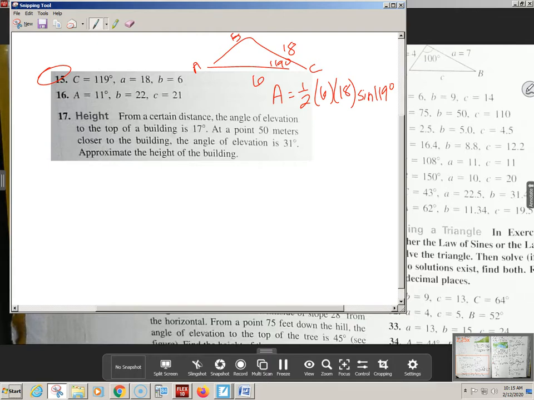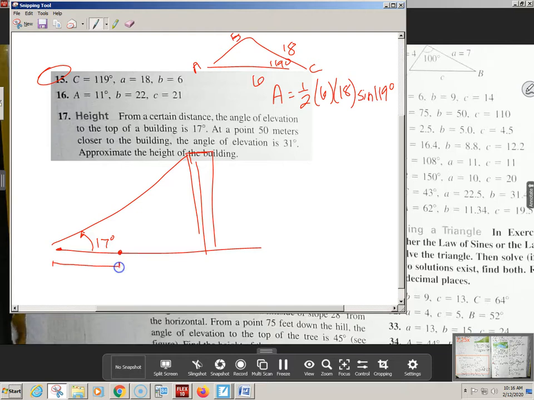From a certain distance, so I see somebody far away on the ground, the angle of elevation to the top of the building is 17 degrees. At a point 50 meters closer... The bummer of this is that you only have a clue about the outside of 2 triangles, not the inside, which makes it tricky. I know the angle of elevation is 31 degrees. So as I move closer to the building, I have to look up higher to get to the top is kind of the idea that's going on. And we're supposed to be figuring out what this guy is.